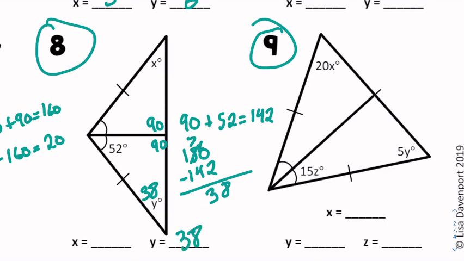But we know this is an isosceles triangle, remember, because these 2 angles are the same. This larger triangle is isosceles. And so that means that angle y is also the same as angle x. So I'm going to write in 38 for angle x as well.